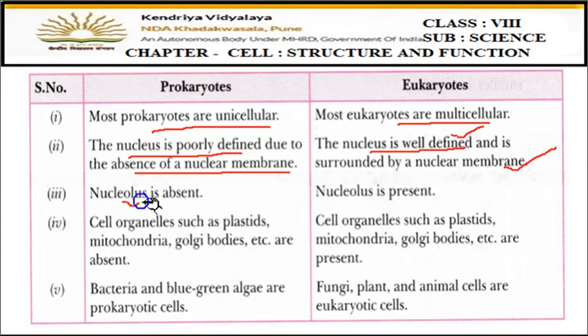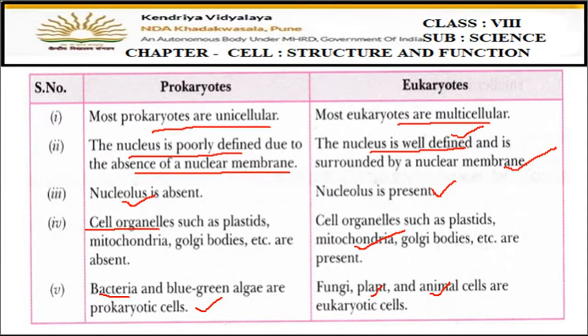Here in prokaryotes, nucleolus is absent. If there is no nucleus, then nucleolus will also be absent. And in eukaryotes, because nucleus is present, so nucleolus is also present. Then cell organelles like plastids, mitochondria, they all are absent in prokaryotes. Whereas in eukaryotes, these all are present, right? Then examples of prokaryotes are bacteria and blue-green algae. They are prokaryotes. And in eukaryotes, fungus, plant cells, animal cells, they all are eukaryotic in nature. Okay. So these are the differences between prokaryotes and eukaryotes.